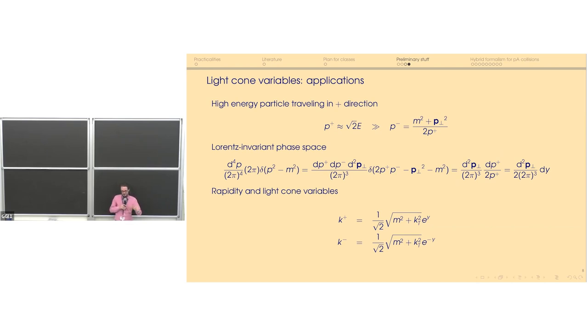So naturally, again, you see that rapidity goes naturally with Lorentz boosts in the z direction, because the Lorentz invariant phase space measure in terms of momentum is very simple in terms of rapidity. So something that is flat as a function of rapidity is Lorentz invariant, and you also see this in the phase space measure. And just for reference, here's the connection between rapidity and light cone variables. So plus and minus variables are the transverse mass times the exponential of plus rapidity, or exponential of minus rapidity.